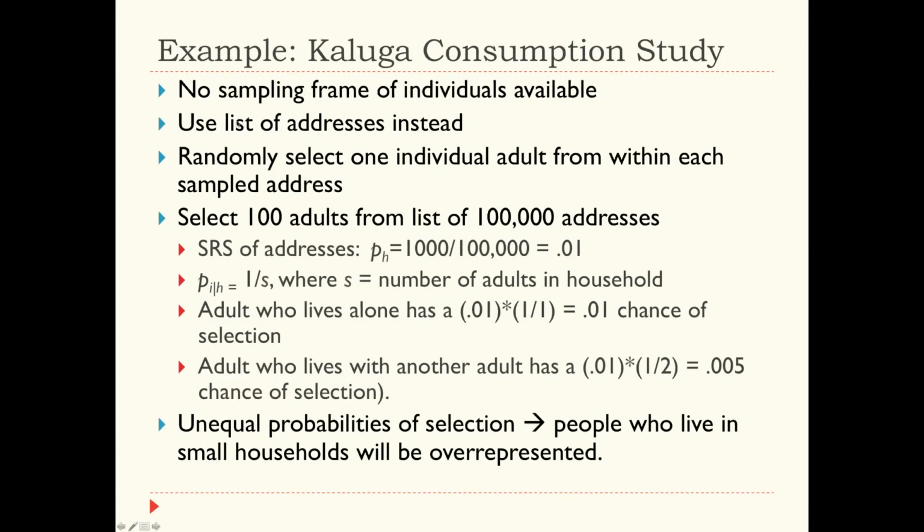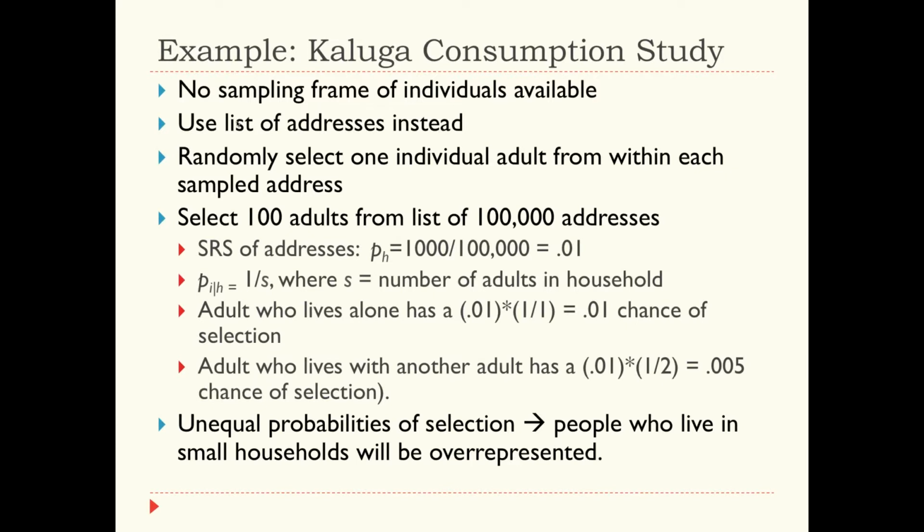Now I'm going to give you another example from the first survey that I designed, which was for my dissertation. This is Kaluga Consumption City. Kaluga is just a city in Russia where I did my field work. And so I wanted to do a sample of just adults living in Kaluga. That was my population of interest. But there was no sampling frame of individuals available. There was no reliable list of people living in Kaluga with ways of how to find them.